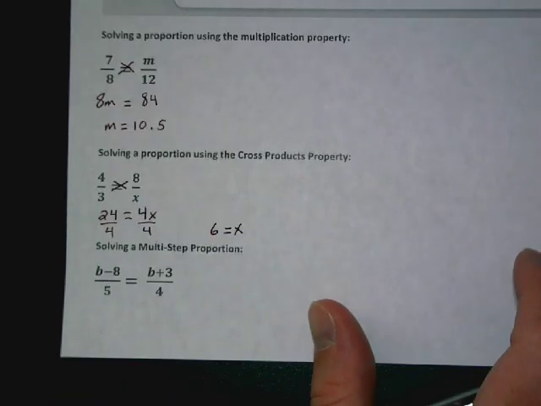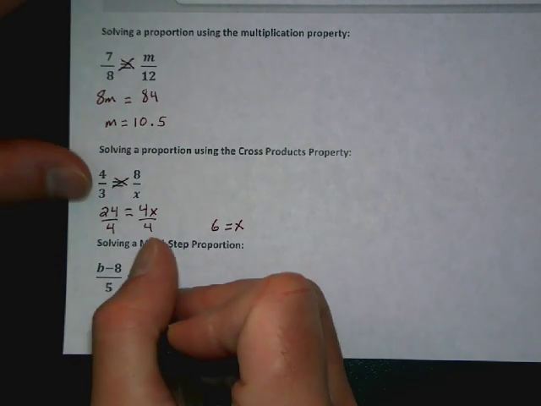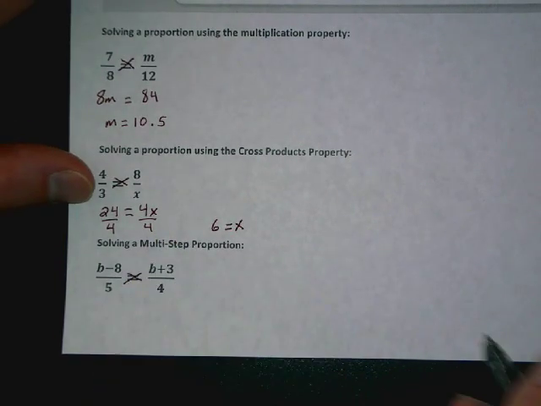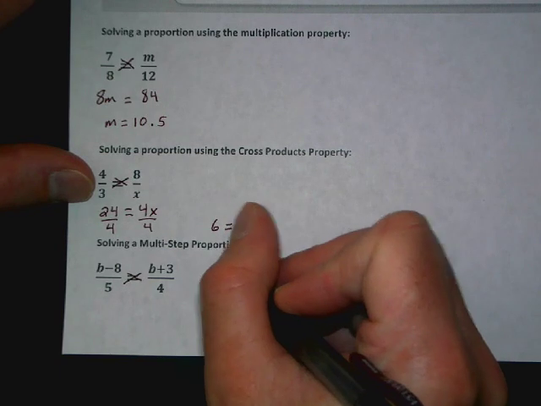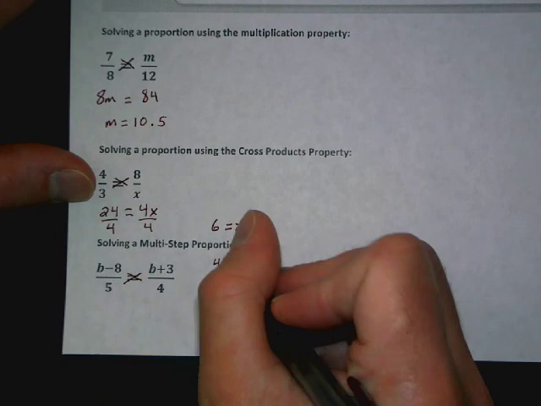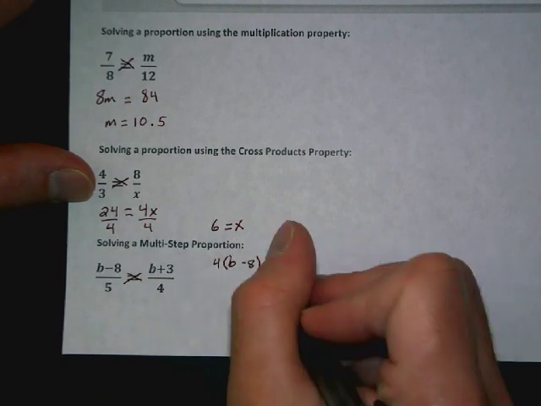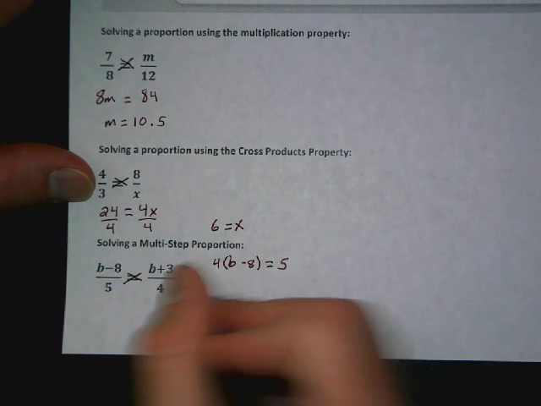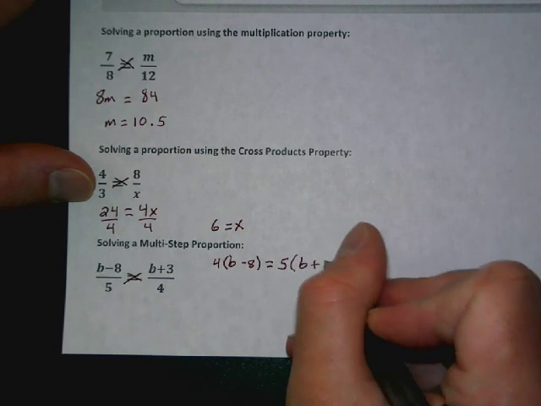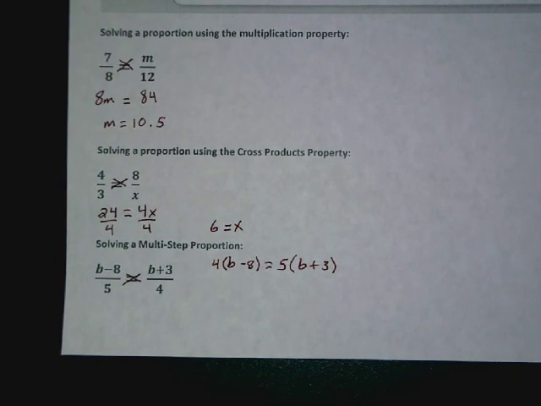Right, so all this next part's doing is it's going to involve a step of distributing. So when we cross multiply here, I'm going to write it over here to the right so I have more room below it. We have 4 times, and you put parentheses, b minus 8, so it sets up a distributing problem, equals 5 times b plus 3. So now it looks like what we looked at the end of last week, where we're going to distribute and have a variable on both sides of the equal sign.